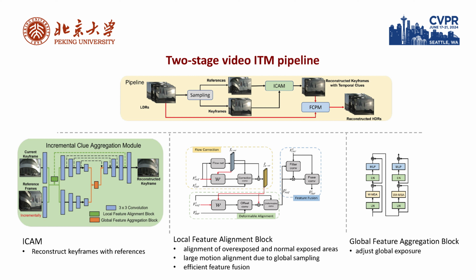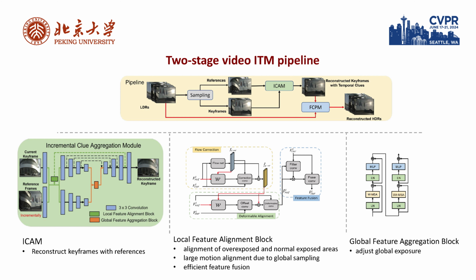It is composed of flow correction, deformable alignment, and feature fusion. These three are used to solve the following problems: alignment of overexposed and normally exposed areas, large motion alignment due to global sampling, and efficient feature fusion. A global feature aggregation block composed of several Swin transformer blocks is added to adjust global exposure.